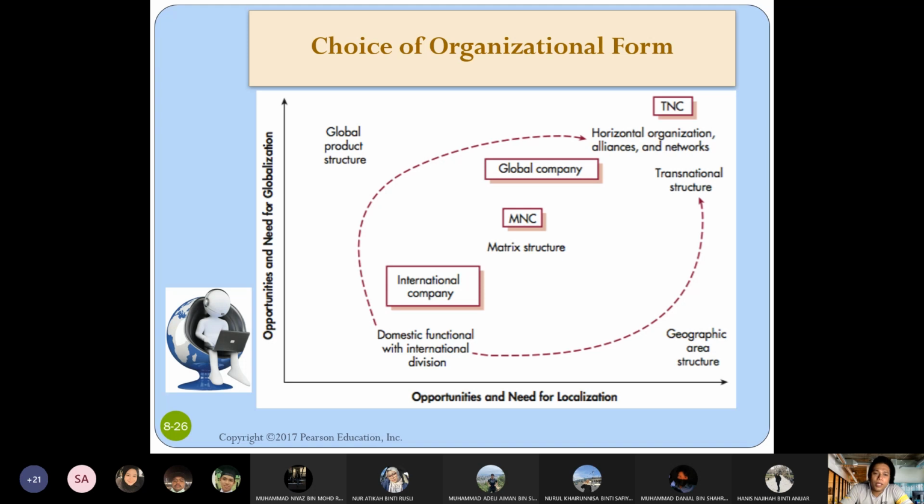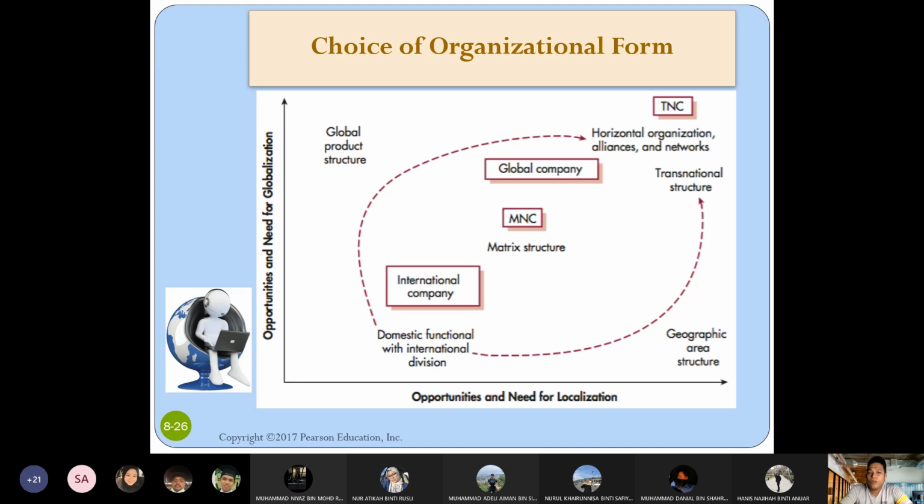So if you look from here, there are the opportunities and need for globalization, or the opportunities and need for localization. If they lean more toward the need for globalization, normally they focus on the global product structure only. Or if they focus on the need for localization, they may focus on the geographic area structure. So they have a difference.